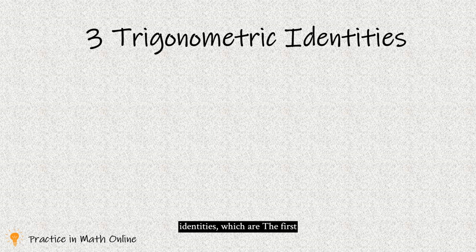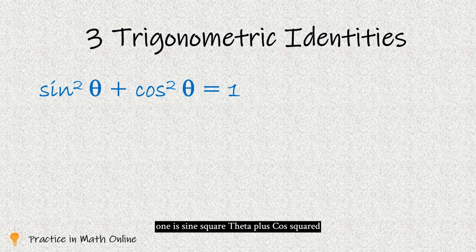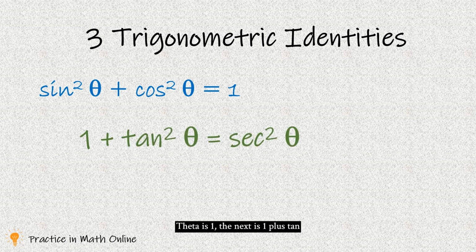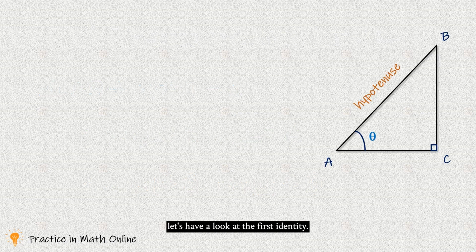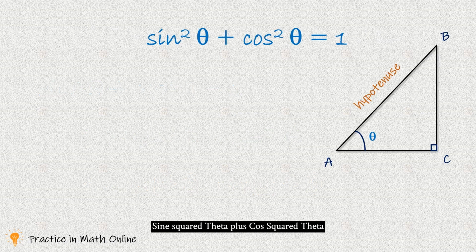While studying trigonometry, you will come across three very popular trigonometric identities. The first one is sine square theta plus cos square theta is 1. The next is 1 plus tan square theta is sec square theta. And the third is 1 plus cot square theta is cosec square theta. So let's have a look at the first identity: sine square theta plus cos square theta is 1.